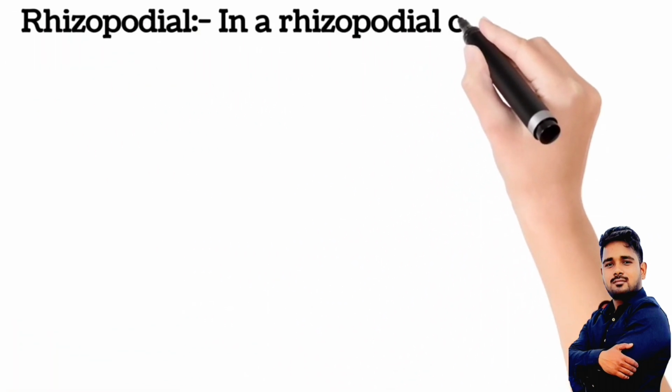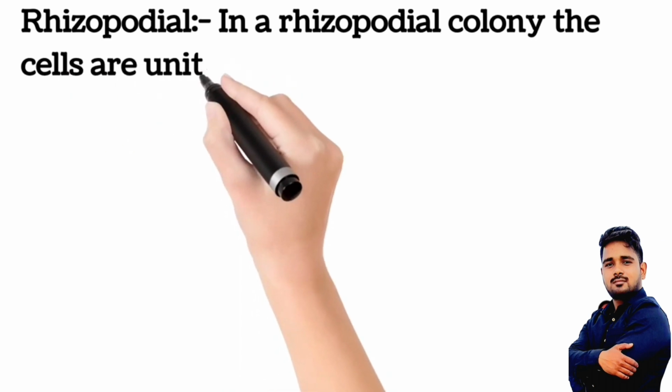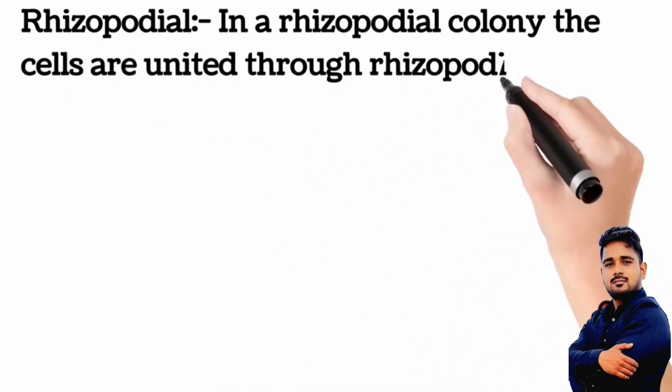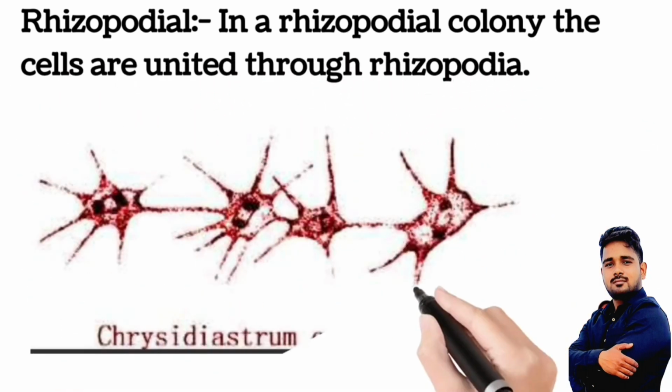Rhizopodial. In a rhizopodial colony, the cells are united together by rhizopodia.